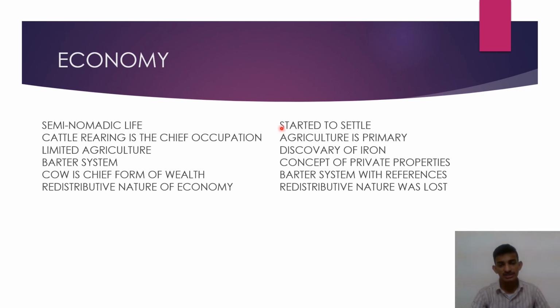Let's see the economy of the later Vedic age. From nomadic they started to settle, and agriculture became the primary occupation. And we need to remember this, that iron was discovered during the period of later Vedic age, and there were no private properties during the period of early Vedic, but the concept of private properties emerged during the later Vedic, and barter system was practiced but with few references, and the redistributive nature was lost.